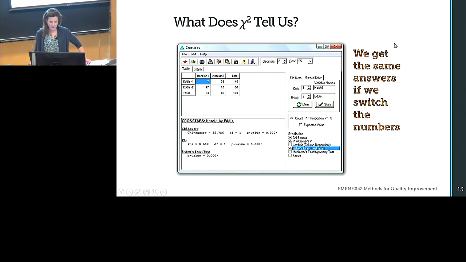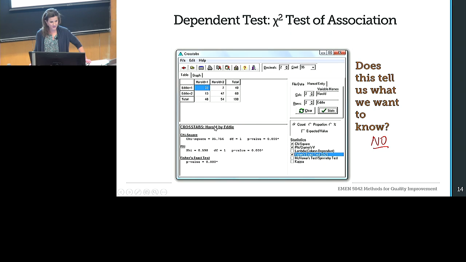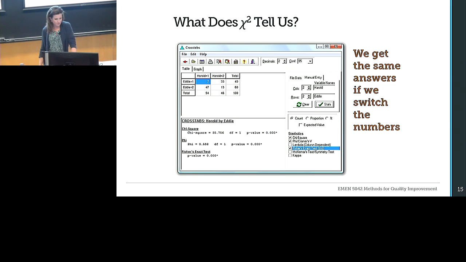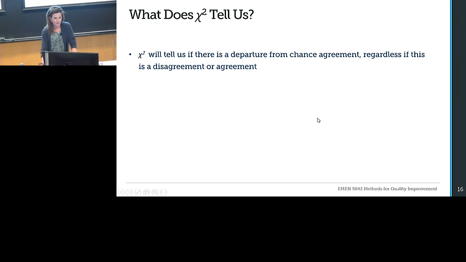Okay, because if you switch the numbers around here, look, you get the exact same results. Look at the chi-square, 35.756, the exact same results. So there's a significant difference, but it doesn't tell us whether it's disagreement or agreement. We just know that there's some relationship there. So that's not going to help us, okay? It tells us there's departure from chance agreement regardless of whether this is a disagreement or agreement.